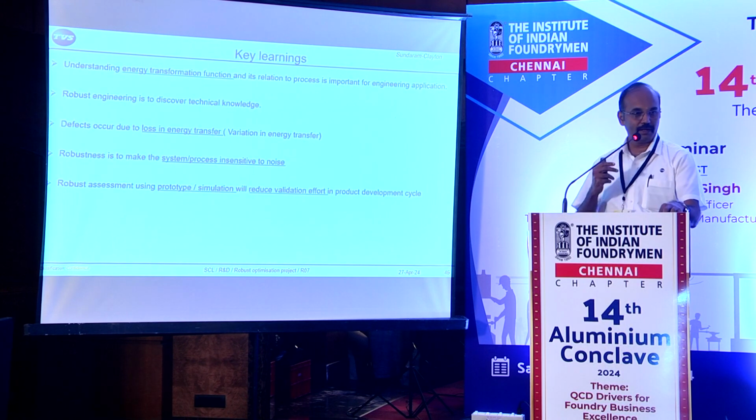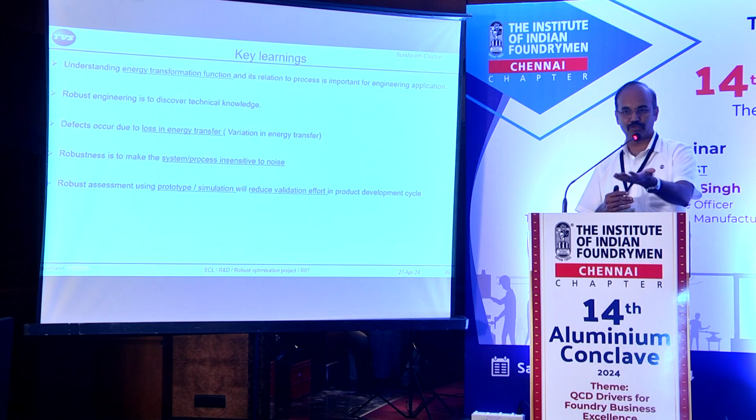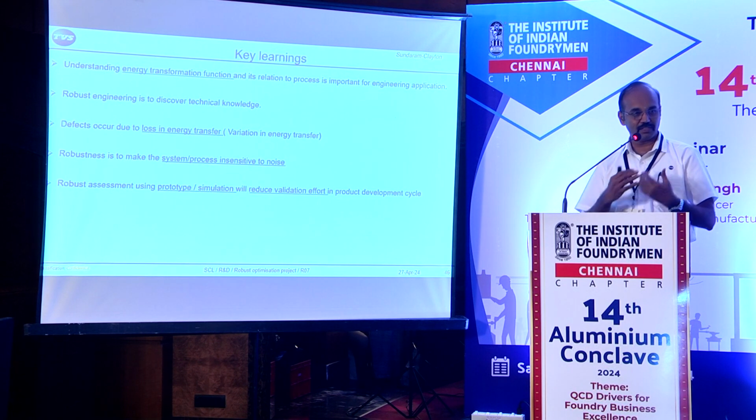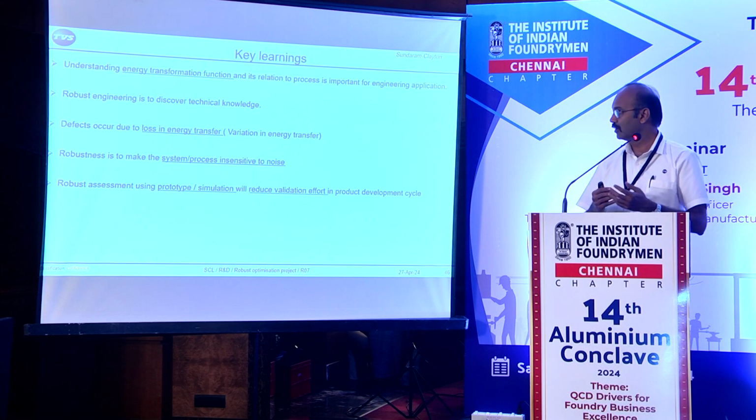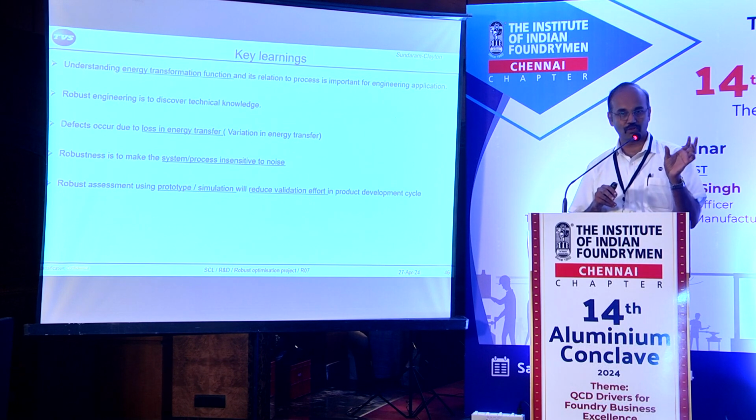One of the key learnings from the robust optimization is that all processes are energy transformations. There is an input energy, and this input energy is transformed into the required output. In this energy transformation, there will be a lot of losses. These losses only create defects. If you see the P diagram, it focuses on the energy transformation.